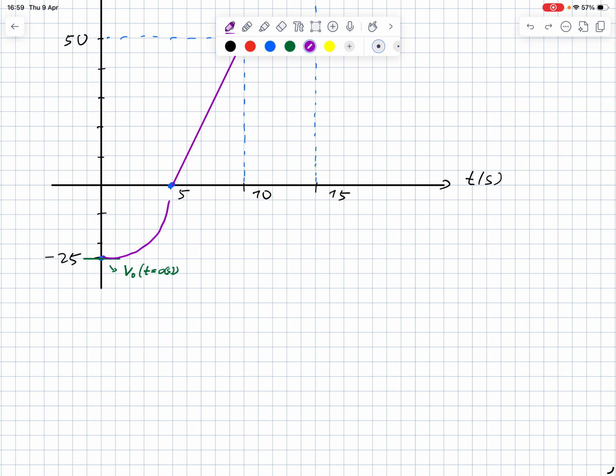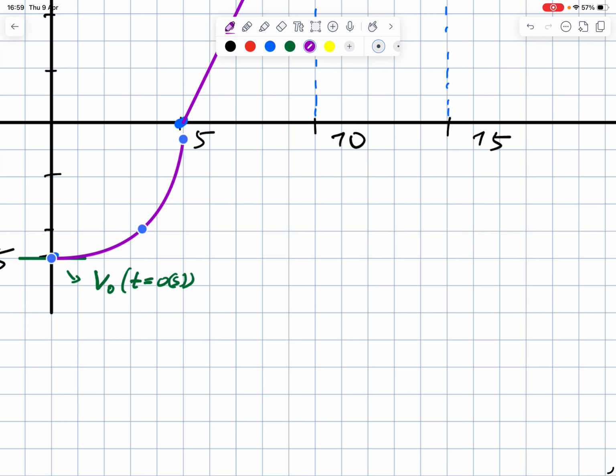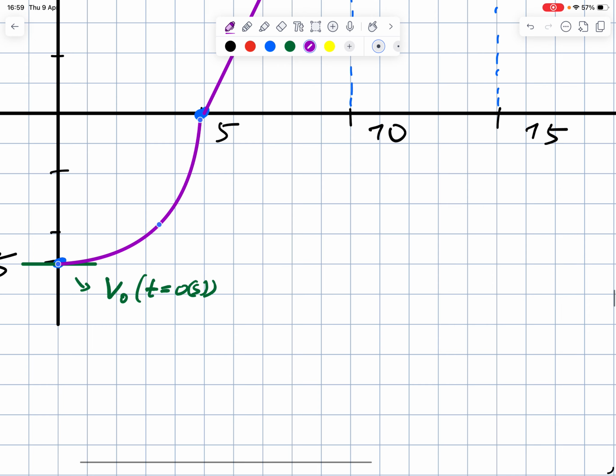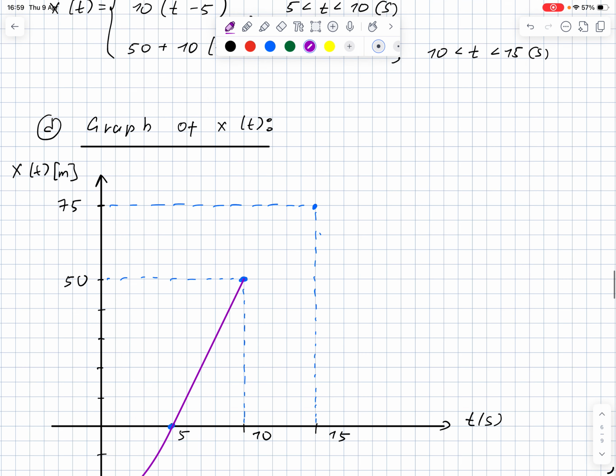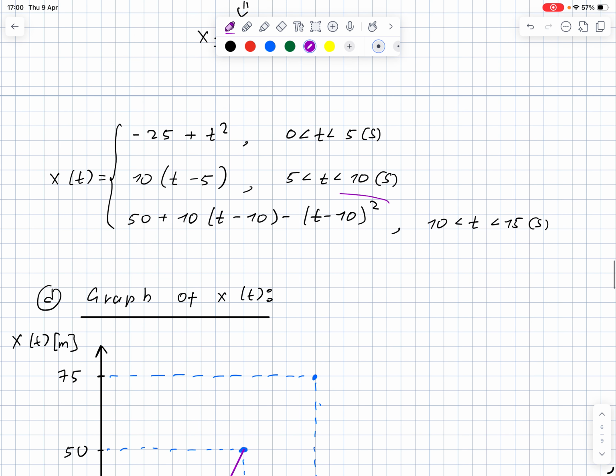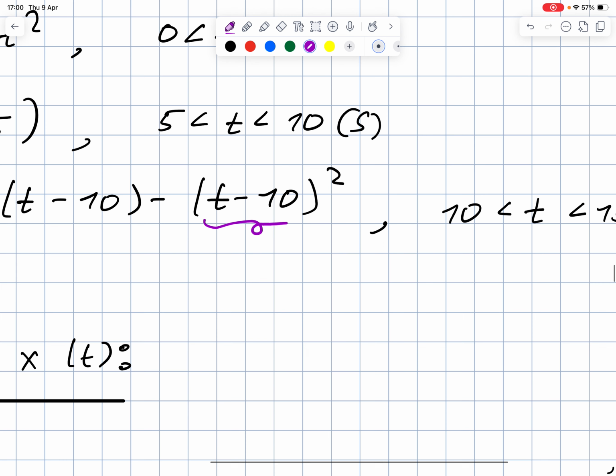It worked before. Oh, now it's better. Okay, let's combine those points, and it will look something like this. And the final part, it is also a parabola. However, if we open those brackets, we will see that the coefficient of t squared is negative, so it will be an unhappy parabola, something like this.